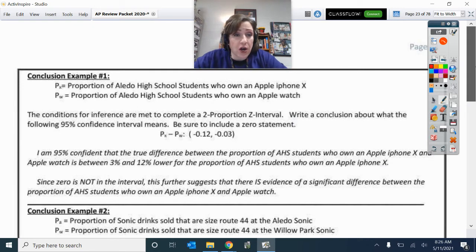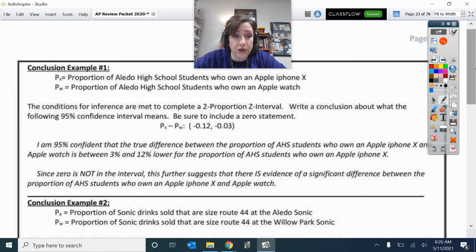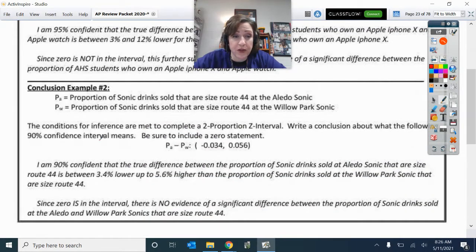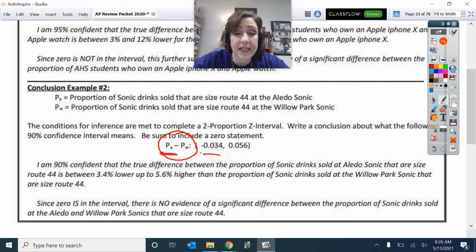All right, and then here are some examples of the conclusions for the differences. I have an example of a difference that includes 0. That's this conclusion example number 2. See, it goes from a negative to the positive. So remember, we write which way we are subtracting for our difference. So I'm 90% confident that the true difference between this is between, I always do it in terms of the first, this percent lower for the first up to this percent higher for the first.